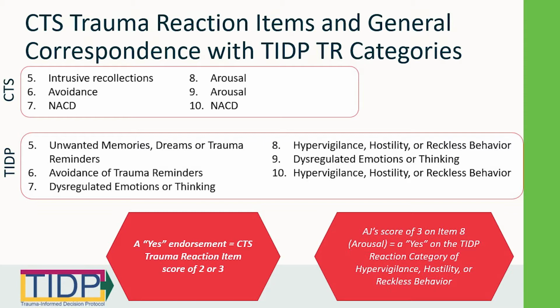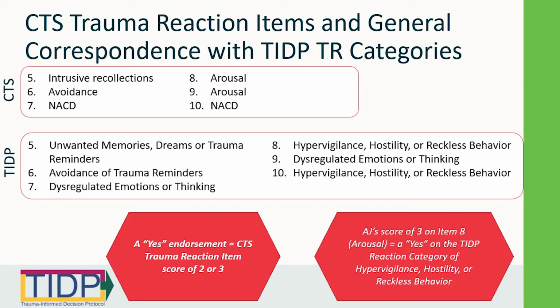AJ also endorsed an arousal item as well related to sleep. And he indicates that it takes him 2 to 3 hours to fall asleep at night, and that this has been going on for over the past 6 months. That arousal item, whether it's number 8 or number 9, can be used to indicate hypervigilance and hostility and reckless or self-destructive behavior.